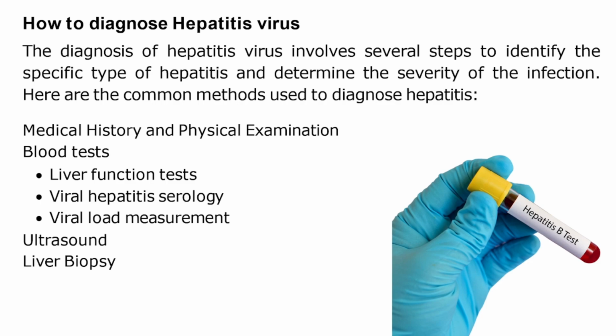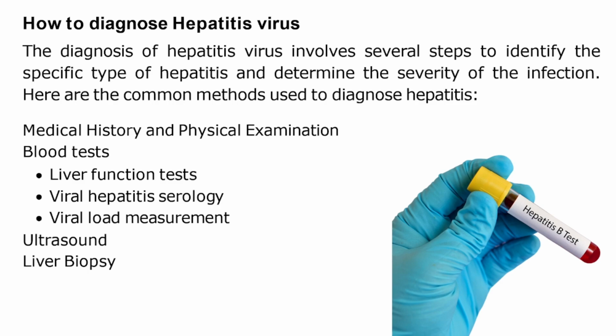And the last one is the viral load measurement. Viral load measurement is a laboratory test which is used to quantify the amount of virus present in a person's blood or other biological samples. This measurement is typically expressed as viral particles, such as copies of the viral RNA or DNA, measured per milliliter of blood or other specified volume.